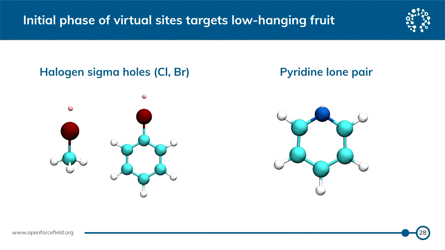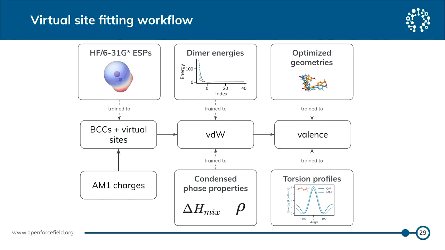For the initial phase of adding virtual sites to our force fields, we're just targeting low-hanging fruit: the sigma holes of chlorine and bromine, as well as the pyridine lone pair. Here is the general fitting workflow that we're using for this. We start off with AM1 charges. We fit bond charge corrections and virtual sites directly to quantum chemistry ESPs. And then we retrain our van der Waals parameters to both dimer energies and condensed phase properties. Following that, we also do one of our standard valence refits, and we get a force field candidate.